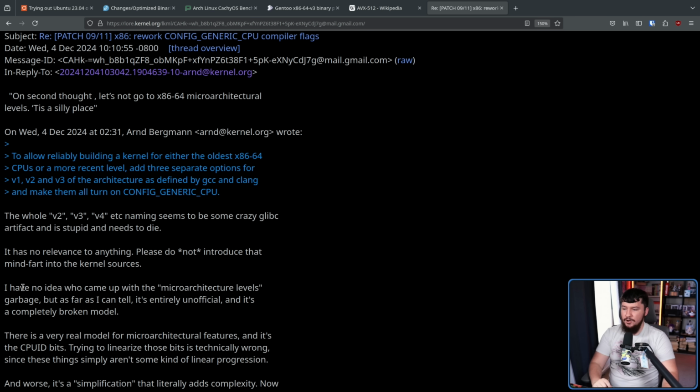I have no idea who came up with the microarchitectural levels garbage, but as far as I can tell, it's entirely unofficial and it's a completely broken model." Now, sadly, it's definitely not unofficial. As I said, both AMD and Intel were involved in the creation of it, but considering just how confusing of a model it is, how often the model is broken, how often new CPUs that should not have been in a category were in a category, I can understand why you might think it's unofficial, because it is a completely broken model.